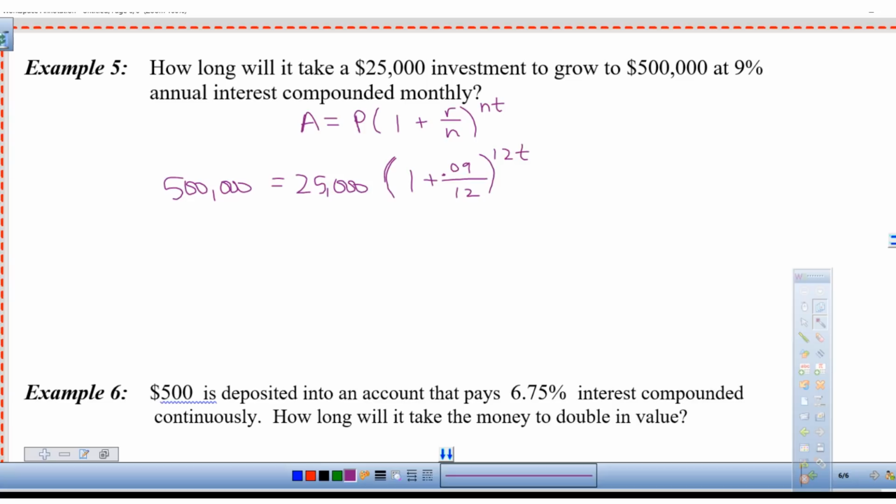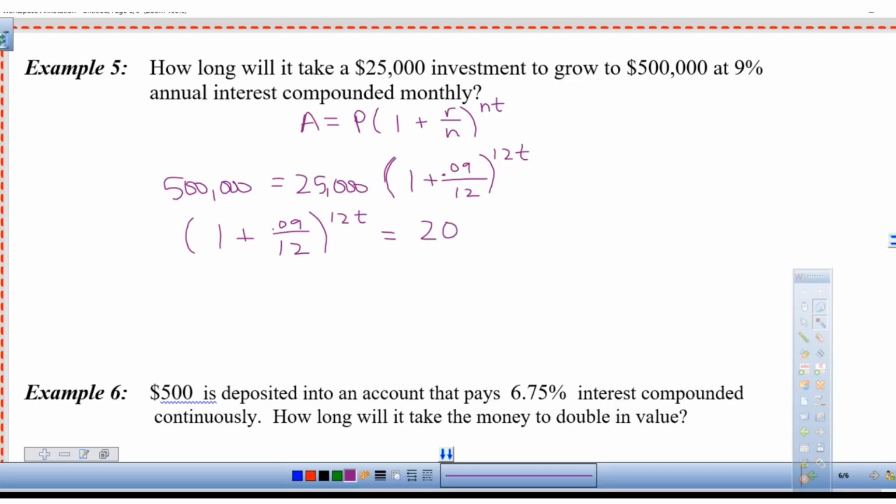You're right. Yes. So you're going to have to convert it. It's stuck in the exponent. It's an exponential form. You're going to be stuck, and you're going to have to convert it. It's okay. It's easy. What am I going to ask you right now? Talk to me. Are we stuck, and what's the answer to the question? No. So everybody write 1 plus 0.09 divided by 12 raised to the 12t is equal to 500,000 divided by 25,000 is 20.